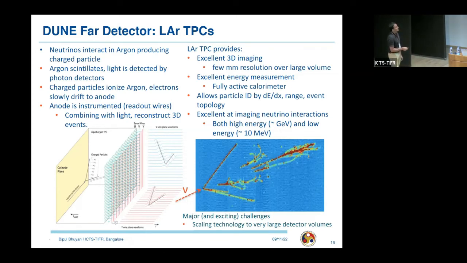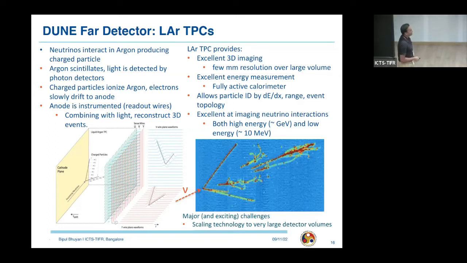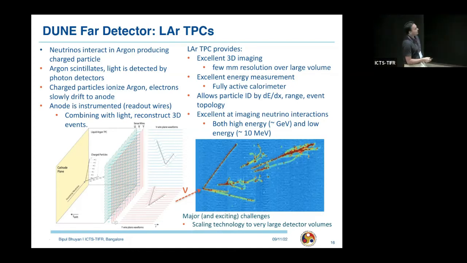So this provides nice 3D imaging, and we get about few millimeter resolution over this large volume that we are talking about. And it's also a fully active detector. That means it is acting as a fully active calorimeter, and that allows you to do particle ID by dE/dx measurement, the range, and event topology. Okay, so that's an important point to look at the various interactions that we're interested in. And it's also an excellent detector technology for different energy scales, both at high energy as well as low energy. When I'm talking about low energy, I mean about 10 MeV here.